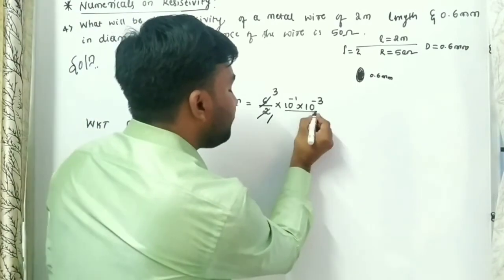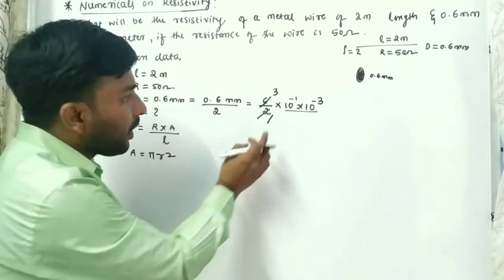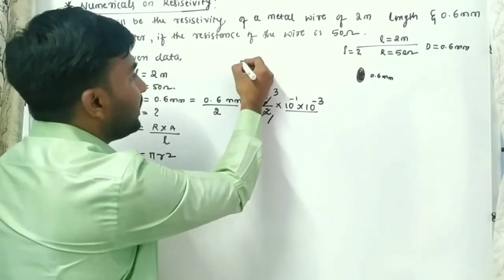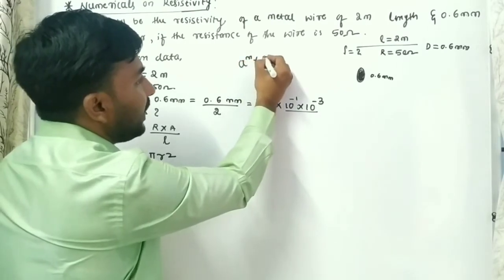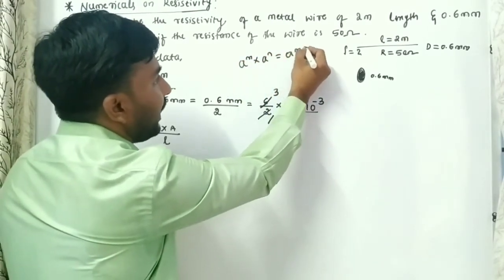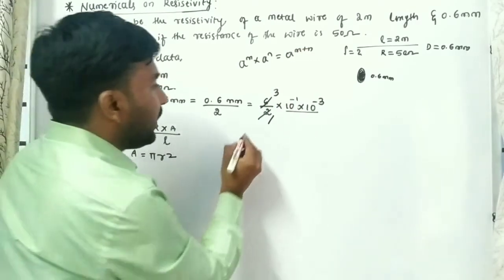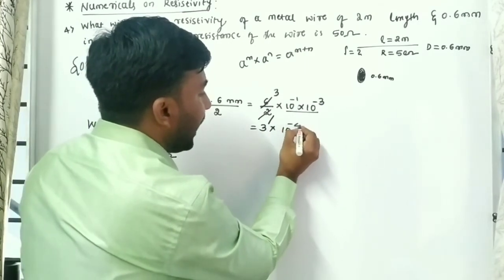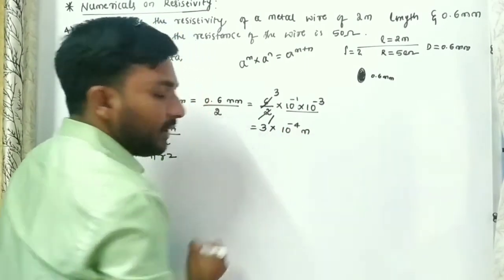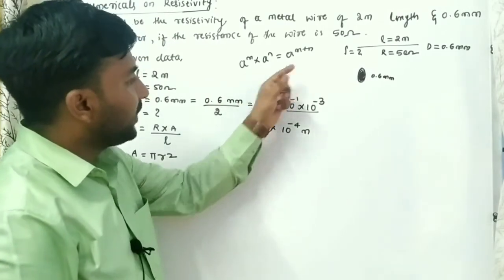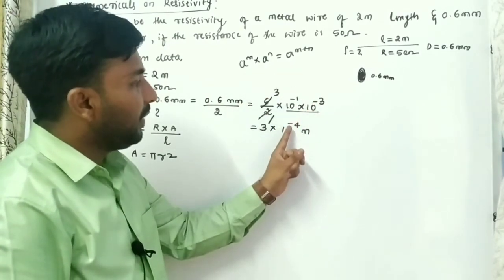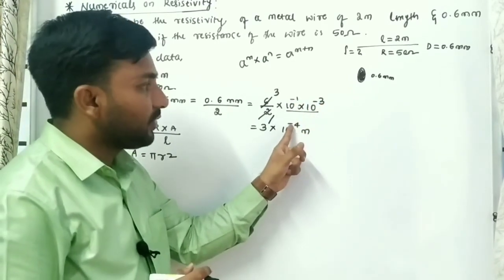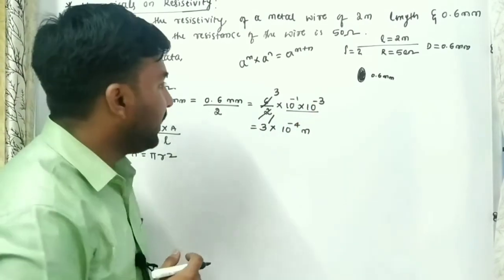Now you look at this one. According to the law of exponent, when the bases are same, indices should be added. That is a raised to m into a raised to n is equal to a raised to m plus n. According to this formula, I can write this 3 as it is, into 10 raised to minus 4 meter. Got it? According to the law of exponent, minus minus will be plus. So 3 plus 1 is 4, so minus 4, that is the larger number's sign, I have to write.